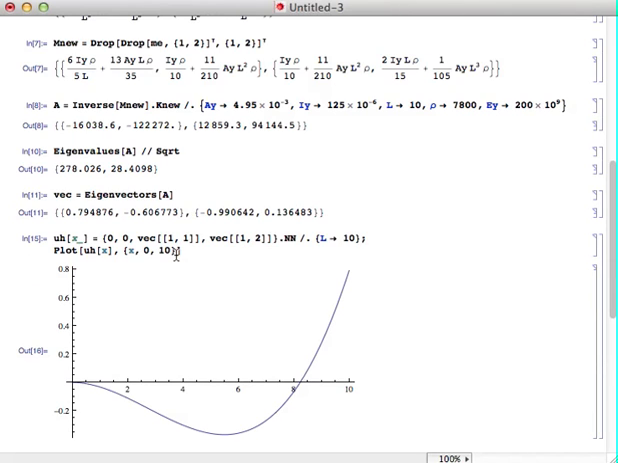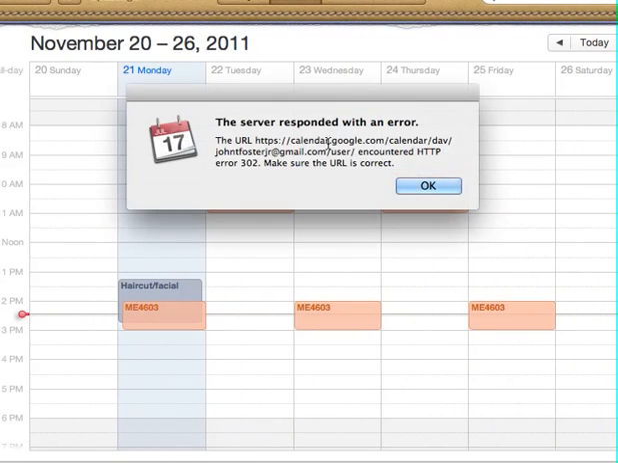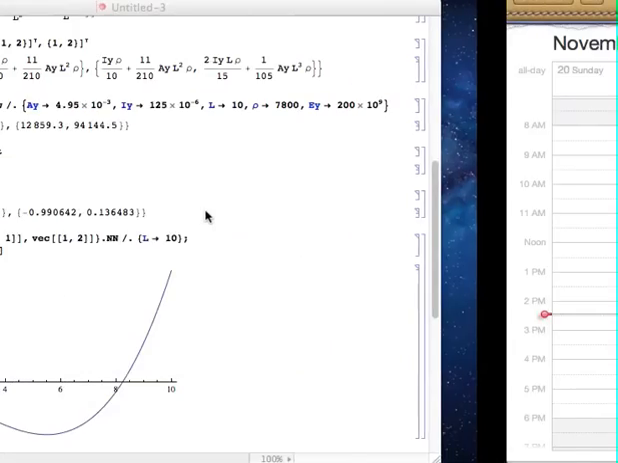I know it's the second mode because the eigenvalues are sorted in opposite order. So this eigenvector corresponds to that eigenvalue, which is the second frequency. This eigenvector corresponds to that one, which is the first frequency. So let me stop this. I don't know what's going on. It's bugging me.